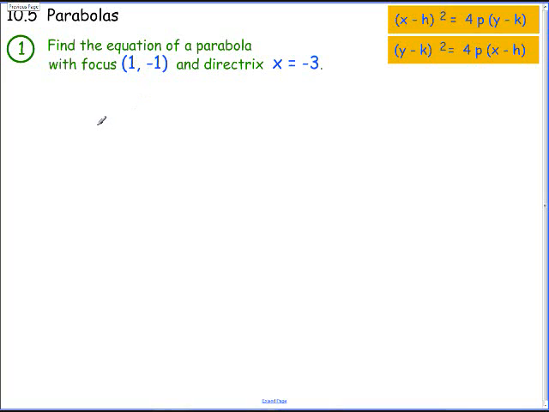Find the equation of a parabola that has the focus 1, minus 1 and a directrix x equals negative 3. X equals negative 3, so that's a vertical directrix, isn't it? So we know we're talking about this form here. Y minus k. We don't know what the vertex is yet, but I think we'll be able to figure that out in a minute.